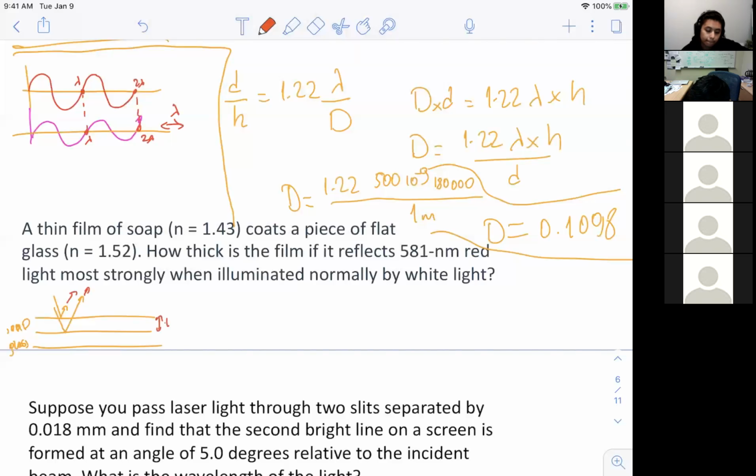So you have a thickness. The bottom wave travels twice the thickness, because it goes in, reflects, and comes back. So this path will be equal to lambda. But the thing is that lambda is going to be smaller in that medium compared to the air. So then you need to use the 1.43. It says that's the medium the light travels in.